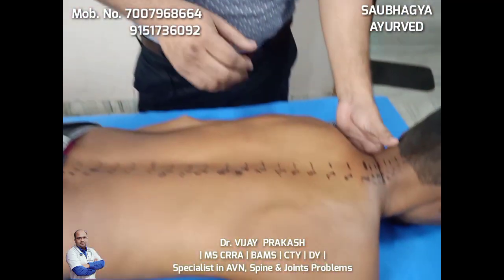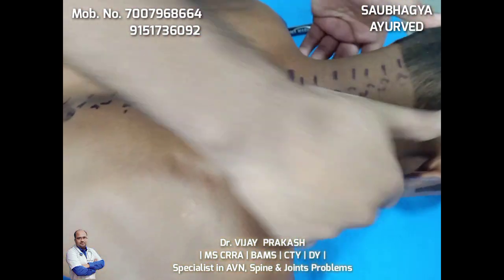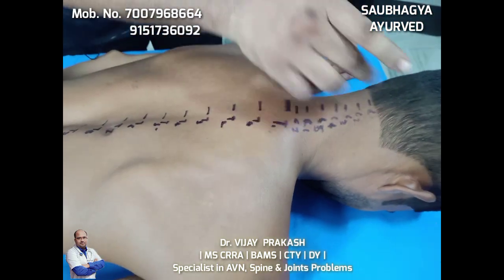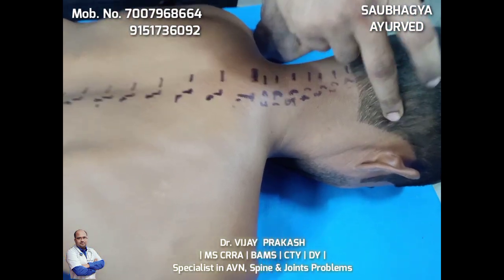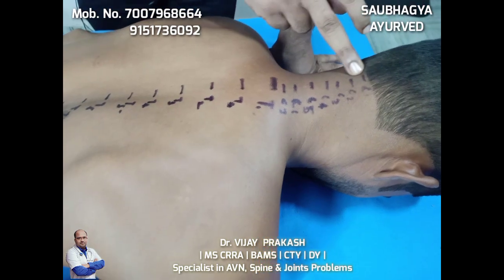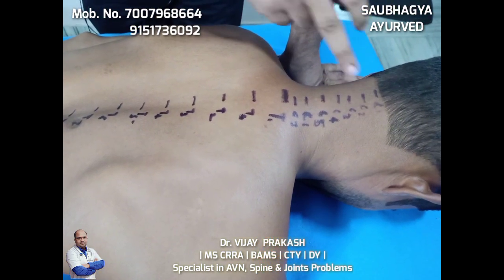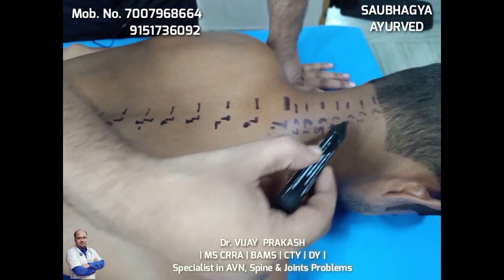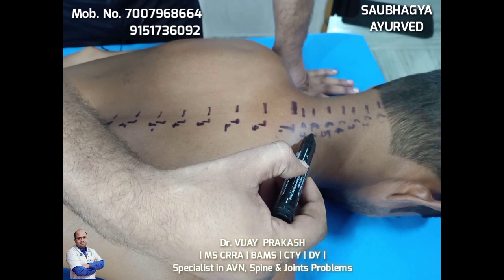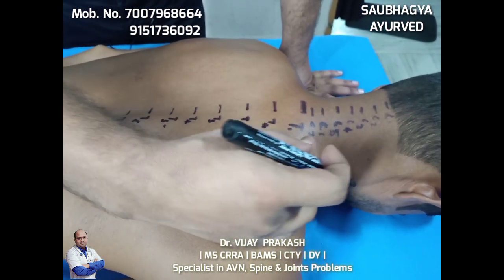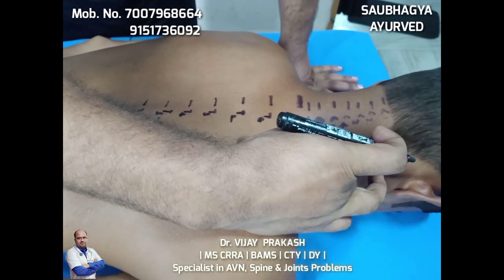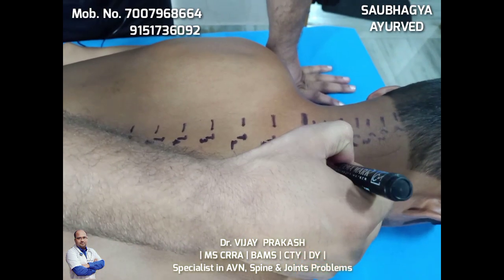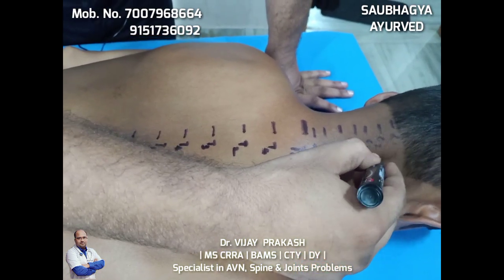In the case of the spine, there are basically three parts. As you can see in this patient, there is the cervical portion. This one is the occipital bone of the head, and this is the first cervical bone, which can be denoted as C1, C2, C3, C4, C5, C6, and C7. So 7 vertebrae are there in the cervical region. From this point to this point is called the cervical portion.